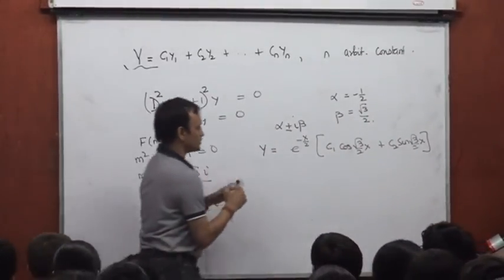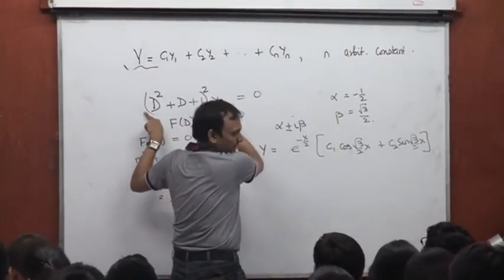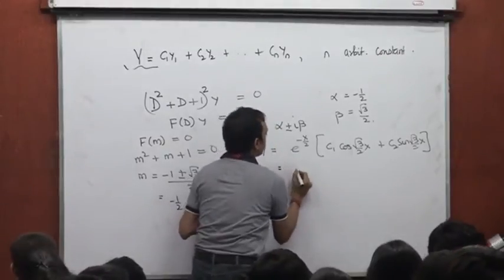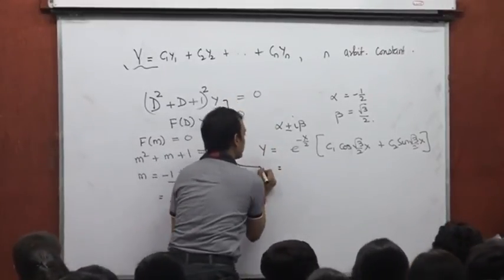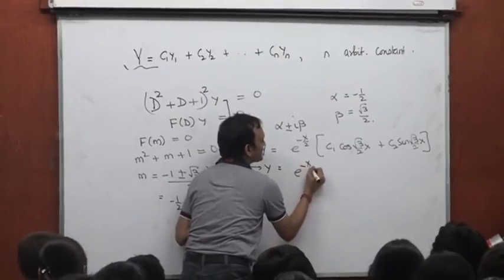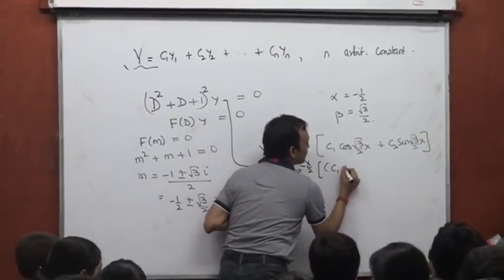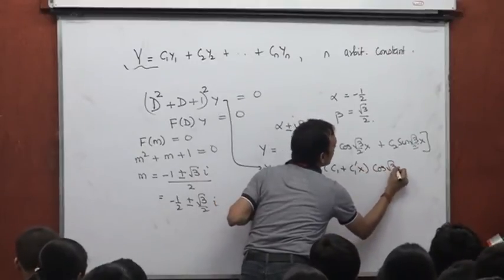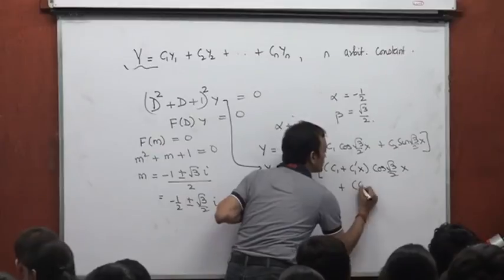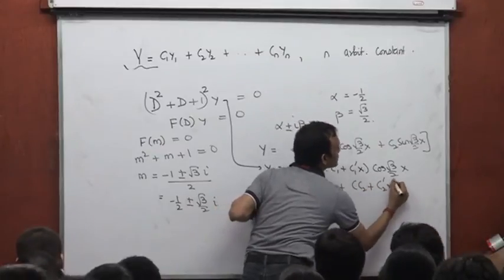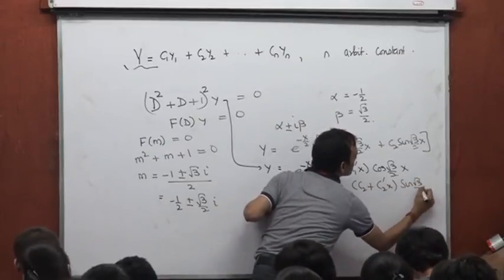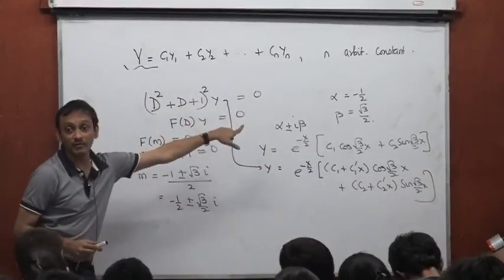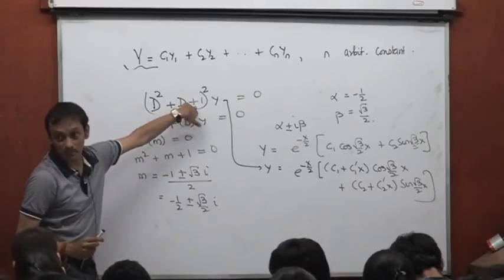All that you need to do is, suppose in this case they are repeated twice, right? If they are repeated twice, all that you need to do is write y equal to e power minus x by 2 into c1 plus c1 prime x cos root 3 by 2 x plus c2 plus c2 prime x sin root 3 by 2 x. So this is in the event of alpha plus i beta and alpha minus i beta appearing twice. In this case they appear twice.